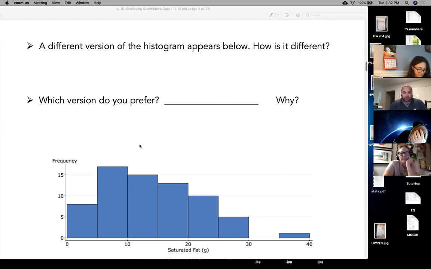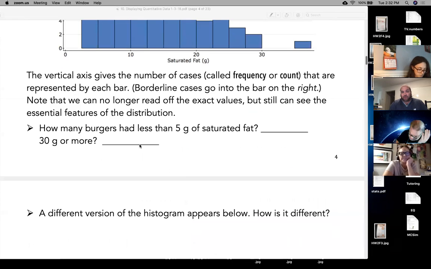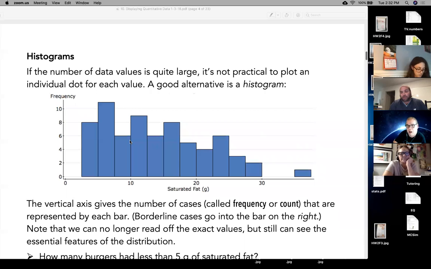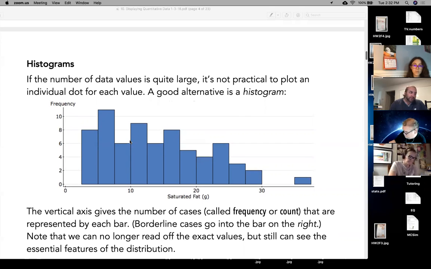Crazy world we live in. Okay, so I like the first one because it's closer to a dot plot. You get more precision for where the things lie. I like that one too, Professor. Well, thank you for backing me up because nobody was saying anything. And I knew you needed my input.